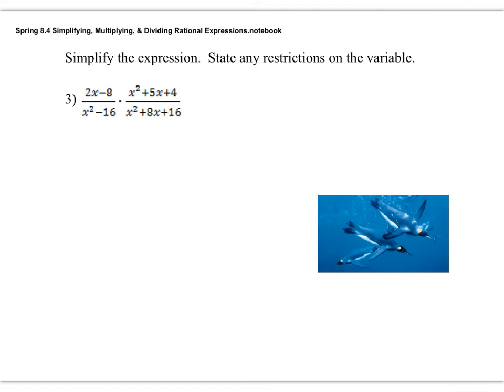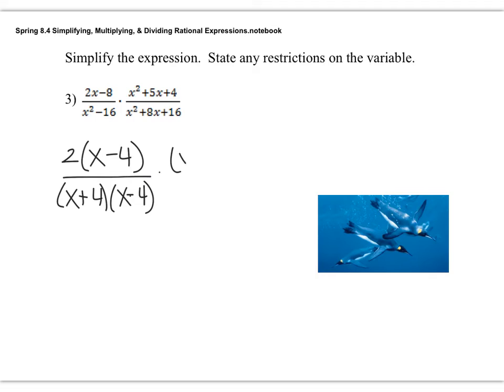All right, problem number 3. Step 1 says to factor. So factoring out the top, I can take out a 2 as my GCF. The bottom is my favorite, x plus 4, x minus 4. All right, the top of the next one, that would factor to x plus 4 and x plus 1. And the bottom, that's going to factor to x plus 4 and x plus 4.